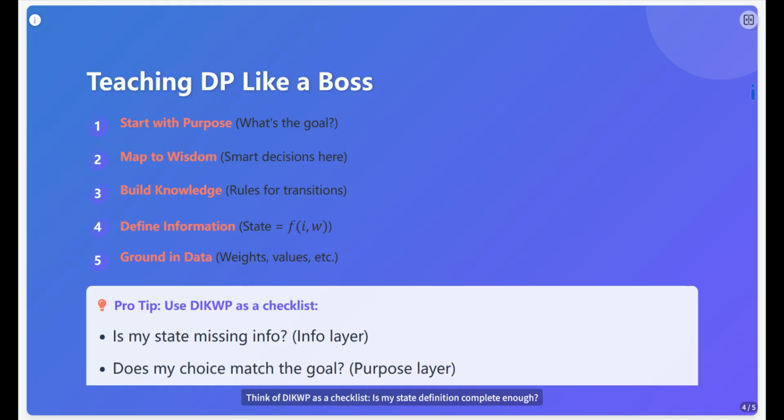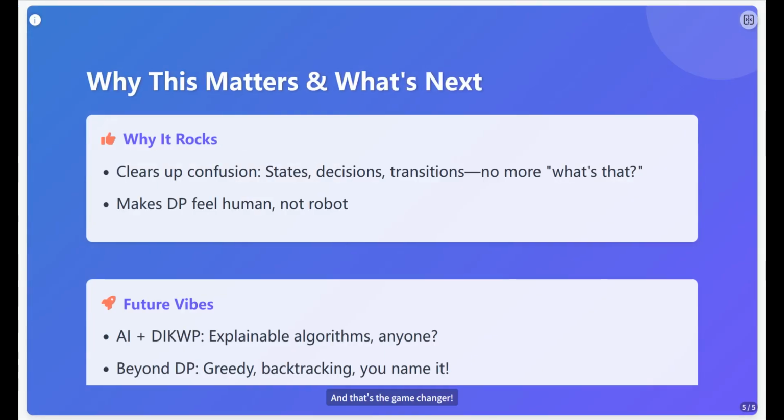Think of DIKWP as a checklist. Is my state definition complete enough? Am I making decisions that truly serve the overall goal? This flips the script. Instead of memorizing steps, students build a logical flow from the big picture down to the nitty-gritty details. No more black boxes, just transparent reasoning. And that's the game changer.